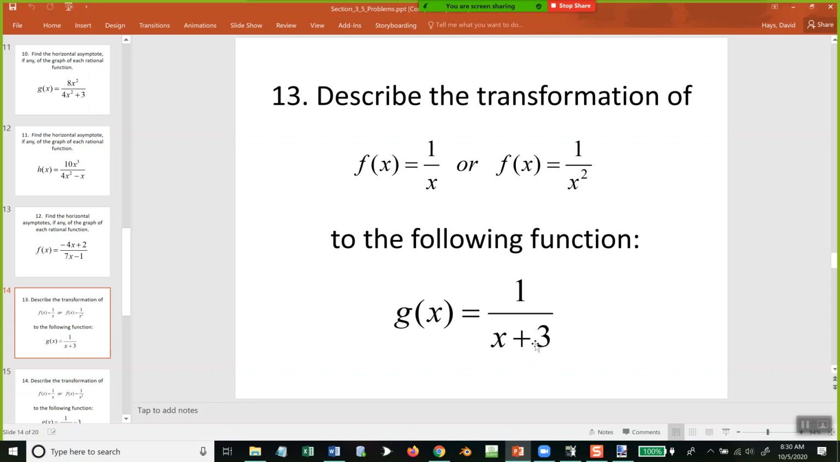So here, the plus 3 is inside with the x. That's going to shift left or right, opposite what you think. So plus 3 would make us think right 3. So the answer here is left 3. Again, you don't have to graph these in the homework. It just says describe, you describe it.